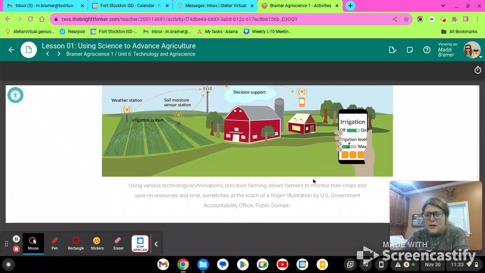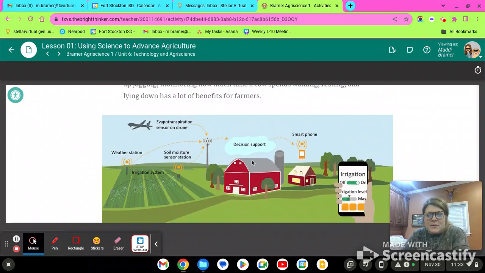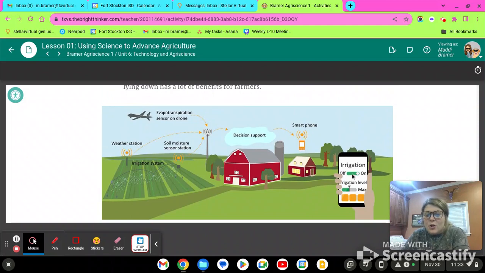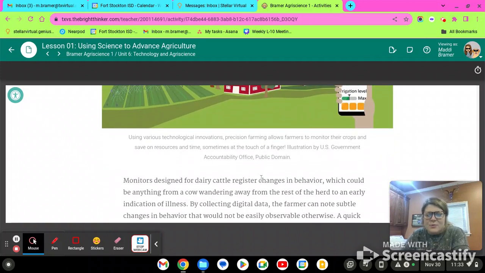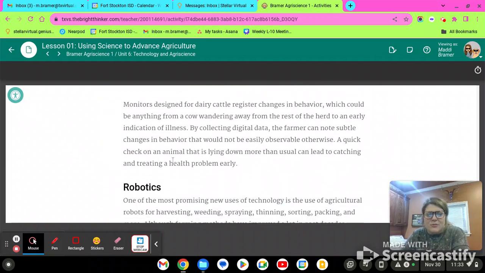So here's another cool implementation. They can control the irrigation monitor with their smartphone. So how cool is that? We're really transforming the agriculture world.